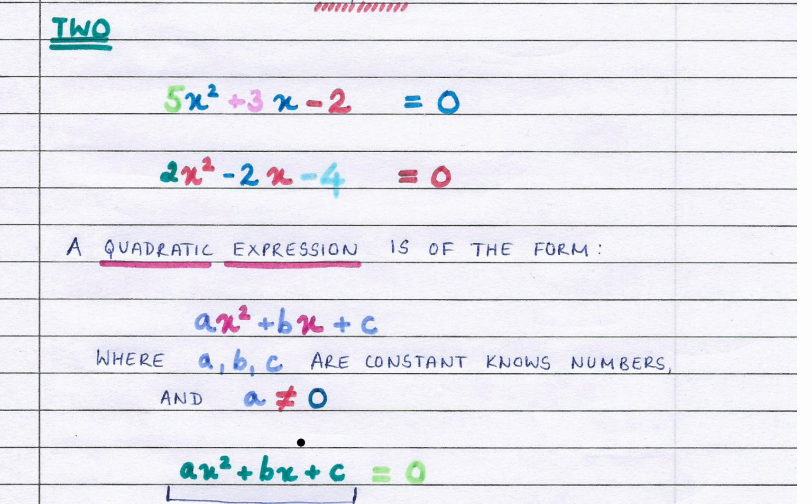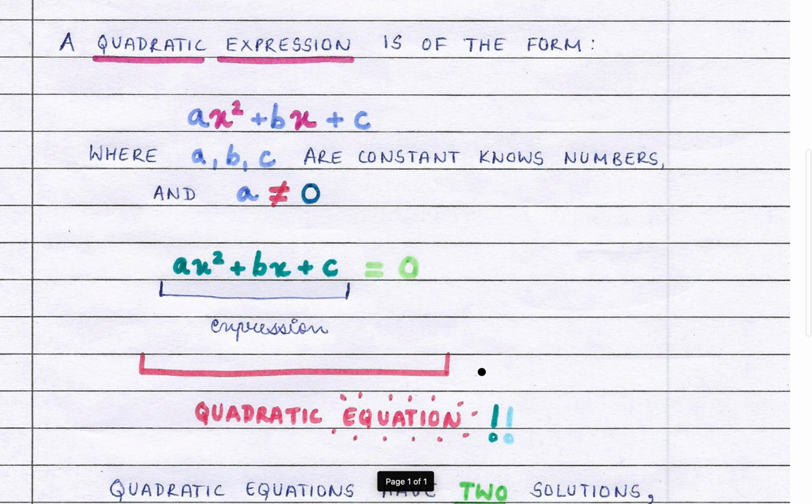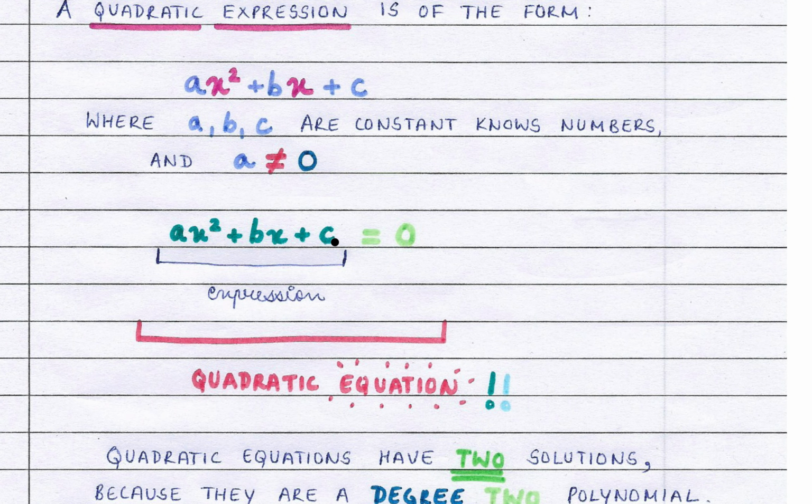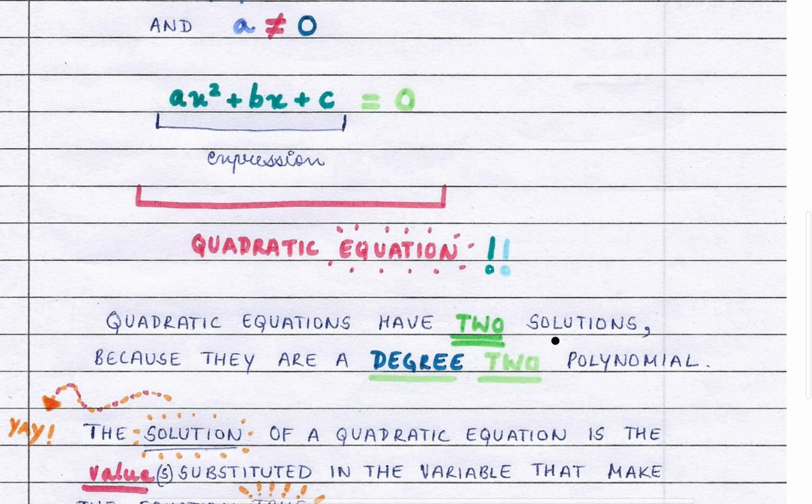Because if a were equal to 0, ax squared as a whole would also be 0, giving the expression a form of only bx plus c, which would no longer be a quadratic expression. So ax squared plus bx plus c is the general form for any quadratic expression, but when we equate it to a particular value and we compare the left and the right hand side, it becomes a quadratic equation.